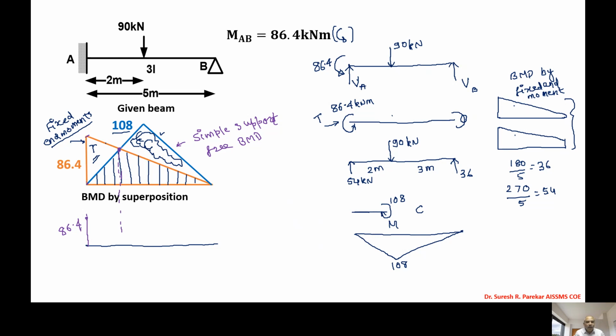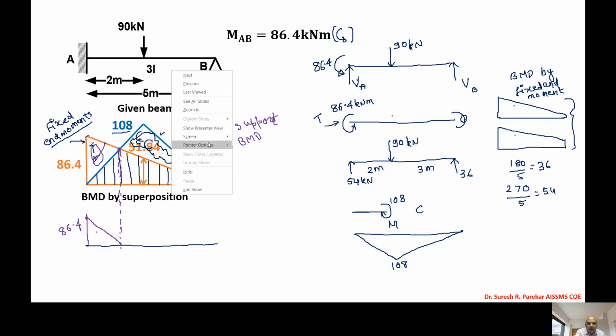Now this point where we have the same values from both will cancel each other, and my value at this point on the tension side becomes 0. So we have this triangle portion. This triangle we have plotted over here. Now we have to plot this triangle. Now if you calculate the value under the concentrated load for the free BMD, then we have this value, 51.84.